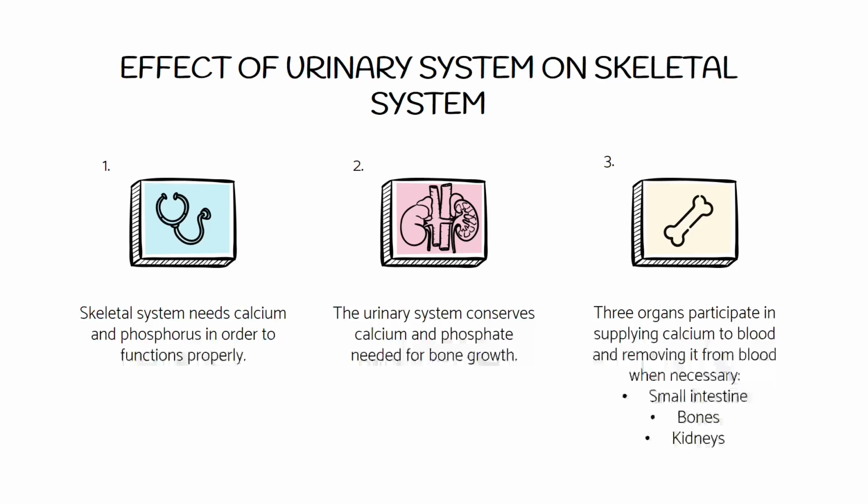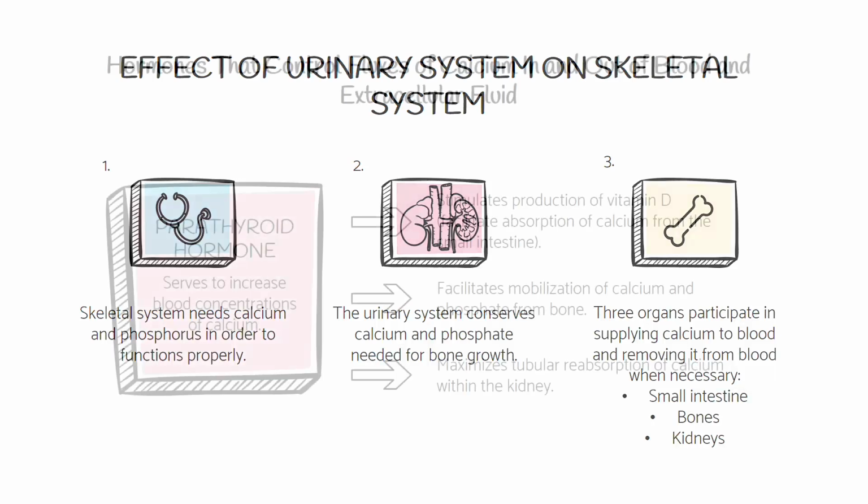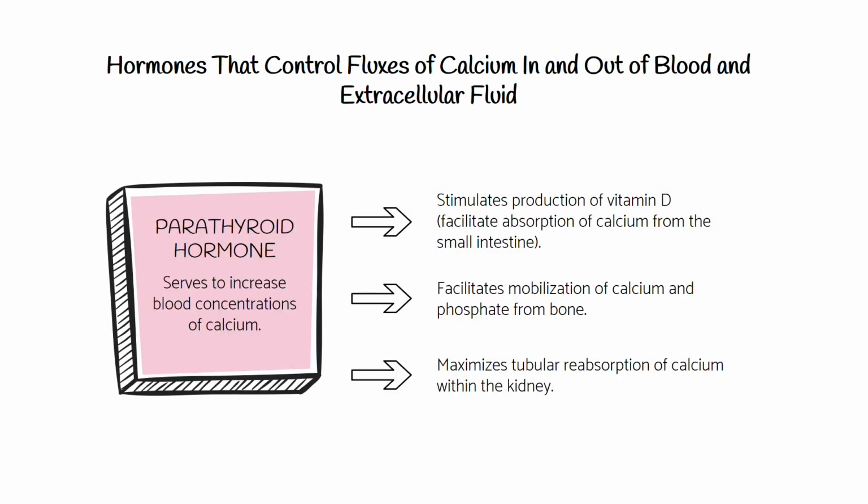First is the small intestine. Next we have the bone. And lastly is the kidneys, which are critically important in calcium homeostasis. Next is the hormones that control flux of calcium in and out of the blood and extracellular fluid.